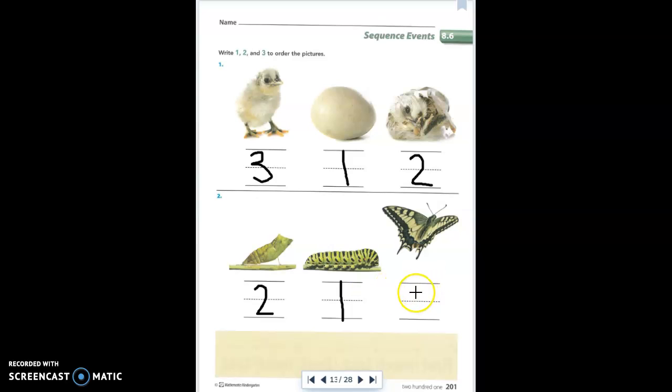And finally, the butterfly hatches out of the chrysalis, and his wings open, and then eventually his wings are strong enough for him to fly away. So 1, 2, and 3.